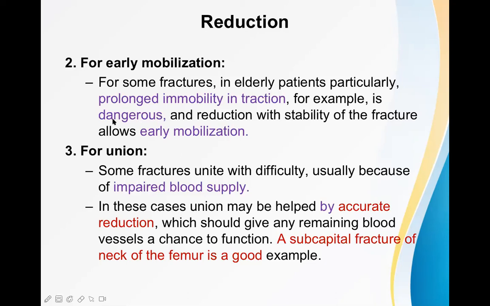Third reason for the union, see this, some fractures unite with difficulty, usually because of impaired blood supply. Impaired blood supply can happen because of the injury to the blood vessels. If that happened, then fractures do not heal properly. But if we reduce it quite early, before the injury to the blood vessels occurs, then there is no chance of impairment of the blood supply in the fracture site. So there is a high chance of better union. This is the point. So accurate reduction has to be done in time so that there is a high chance of union of the fracture.